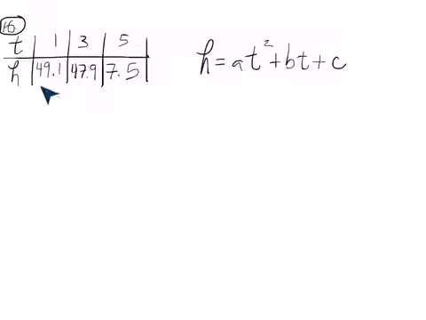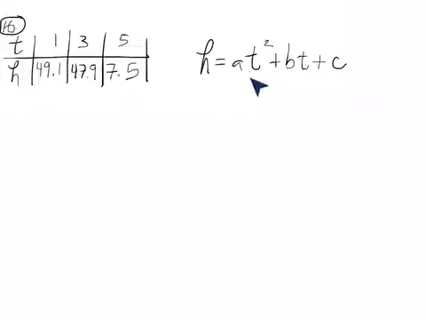On this problem, we're given some data from a situation. It says a ball was tossed in the air, and its height, h in meters, is given at 3 instances at different times, t in seconds. Notice at 1 second it's this high, at 3 seconds it's this high, at 5 seconds it's that high. So what we're supposed to do is take this data and get a general formula that would fit this data.